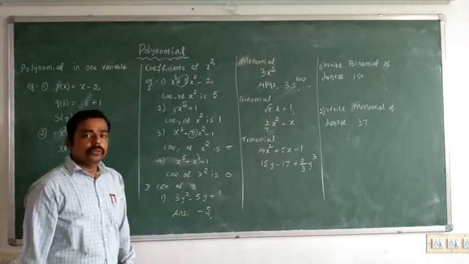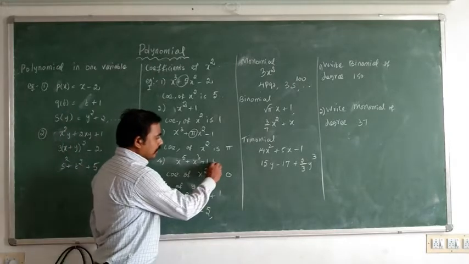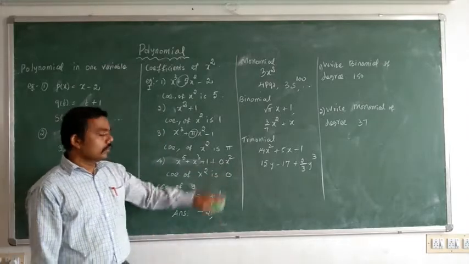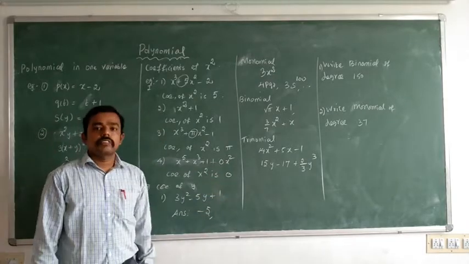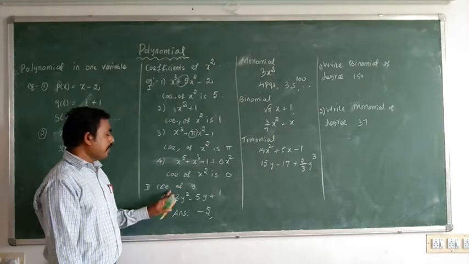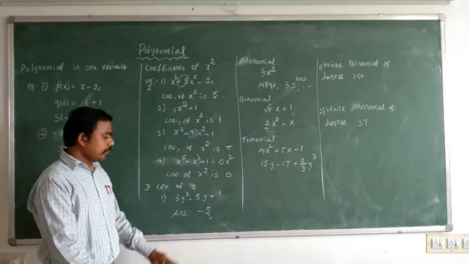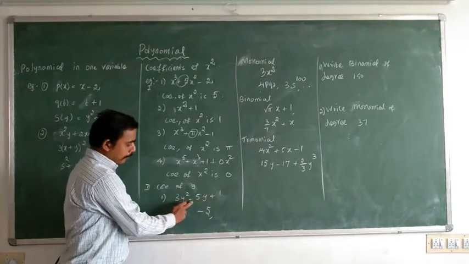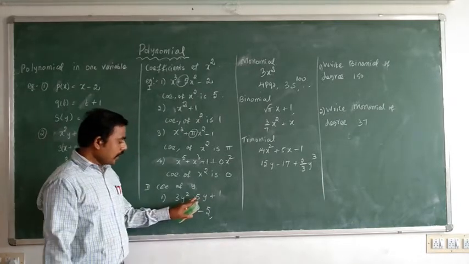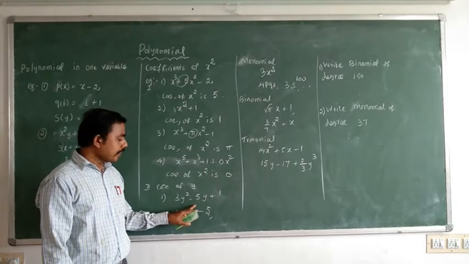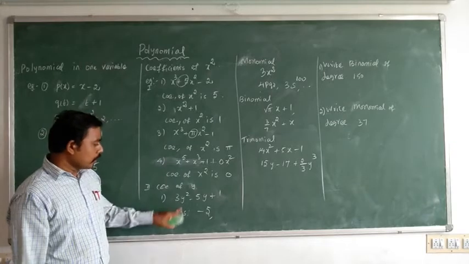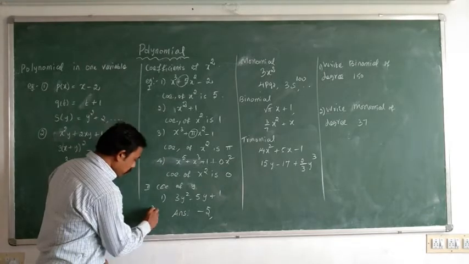Why do we give 0? You can write plus 0 into x squared, since 0 into anything is 0. So we can write that the coefficient of x squared is 0. Okay, suppose we want the coefficient of y in this expression: 3y squared minus 5y plus 1. We need to think only about the coefficient of y, so the coefficient of y is minus 5. Like that we need to do. Suppose the question is, what is the coefficient of y power 3?